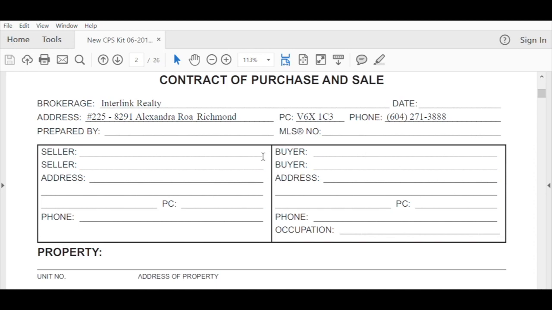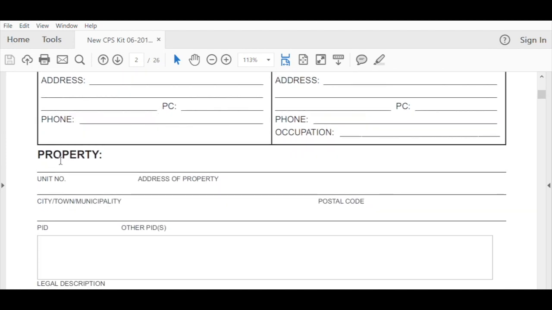You come with the brokerage, Interlink Realty, our address, and then to be prepared by your name as a licensee, and the date, as well as the MLS number if this is an MLS listing, and then put in the seller's name as per information in MLS, and the buyer's name, which is your client, address and phone number, occupation, etc. Also the property address, PID, as well as legal description.